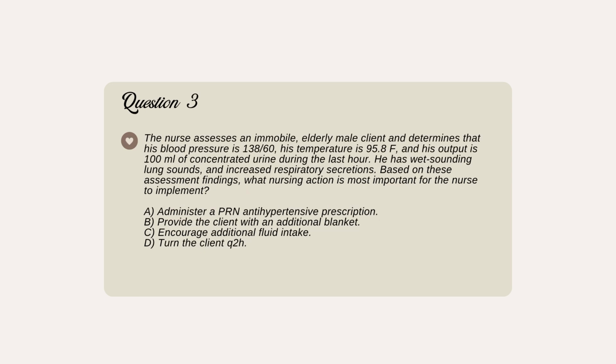Question number 3. The nurse assesses an immobile, elderly male client and determines that his blood pressure is 138/60, his temperature is 95.8 F, and his output is 100 milliliters of concentrated urine during the last hour. He has wet-sounding lung sounds and increased respiratory secretions. Based on these assessment findings, what nursing action is most important for the nurse to implement? A. Administer a PRN antihypertensive prescription. B. Provide the client with an additional blanket. C. Encourage additional fluid intake. D. Turn the client Q2H.